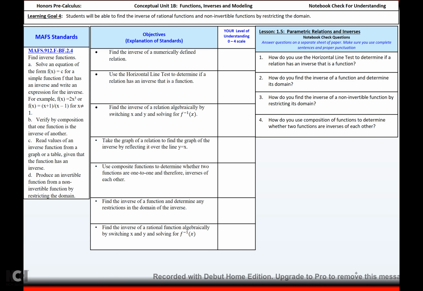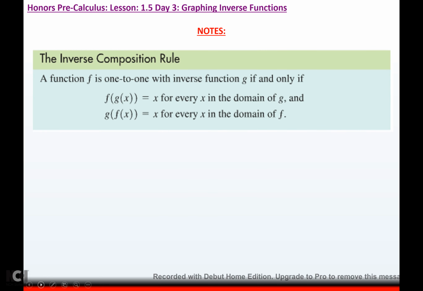One more day on parametric relations and inverses. Okay, so the inverse composition rule.